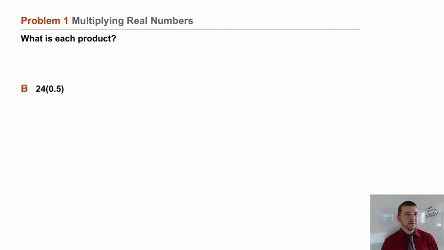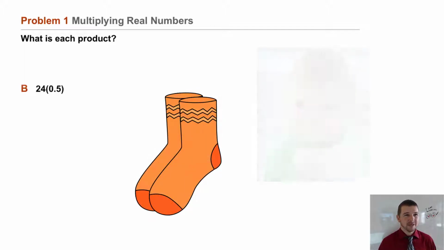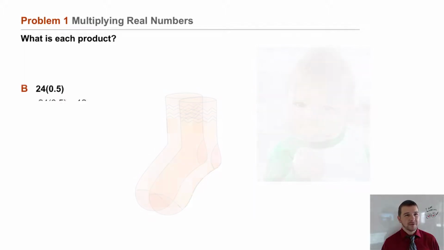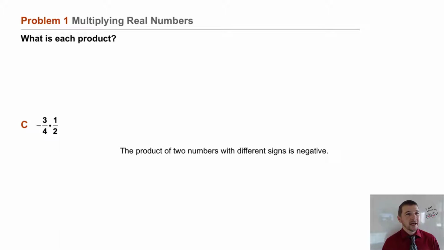Part B, 24 times 0.5. Here the signs do match, so just like folding socks, when they match, that's a positive thing. 12. Part C, negative 3/4 times 1/2. The signs don't match, so we'll have a negative result. And 3/4 times 1/2 equals 3/8. So our final answer, negative 3/8.